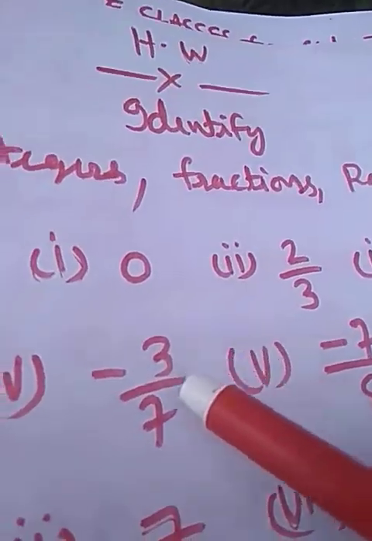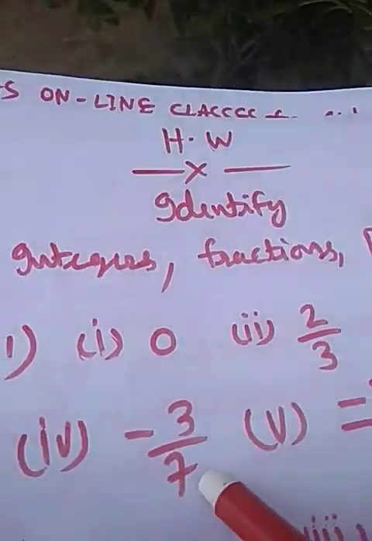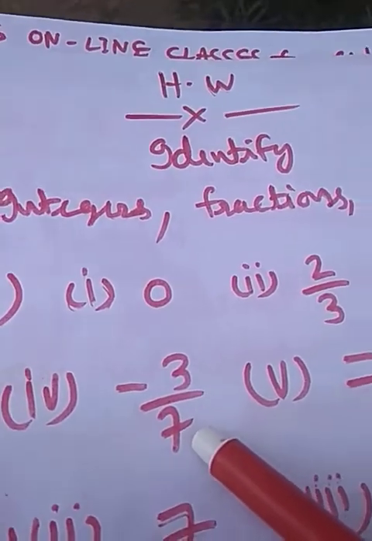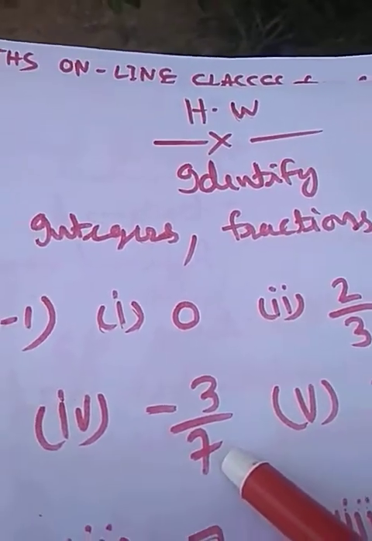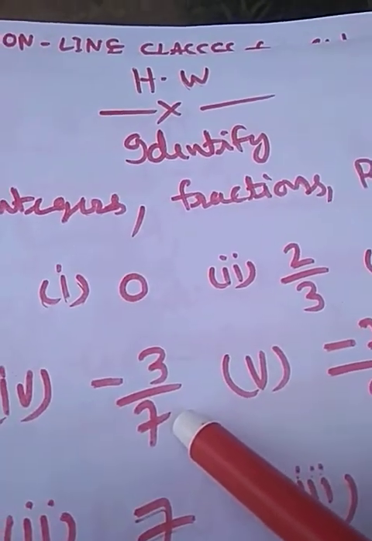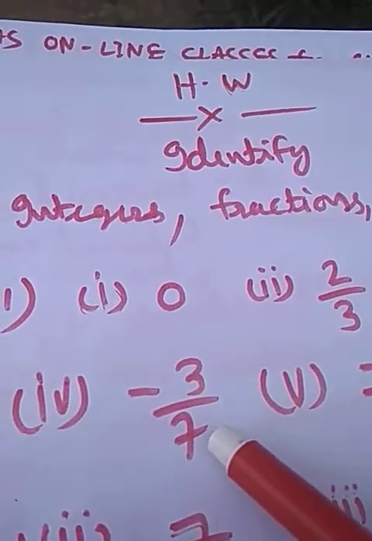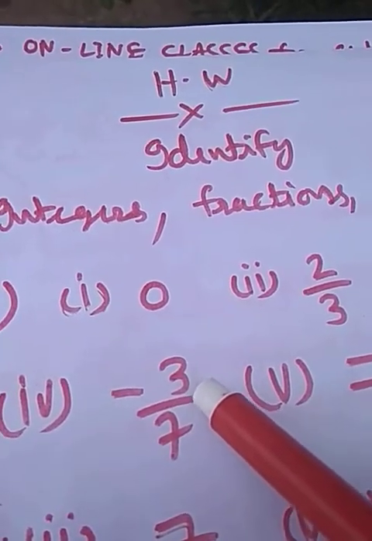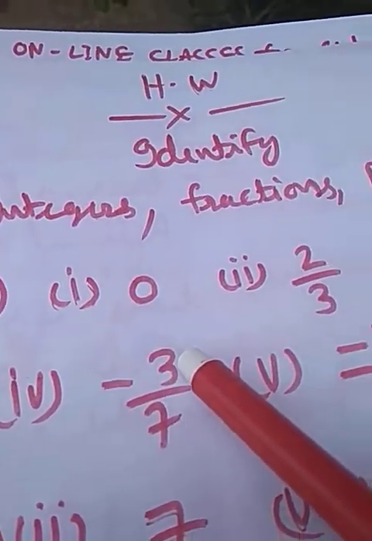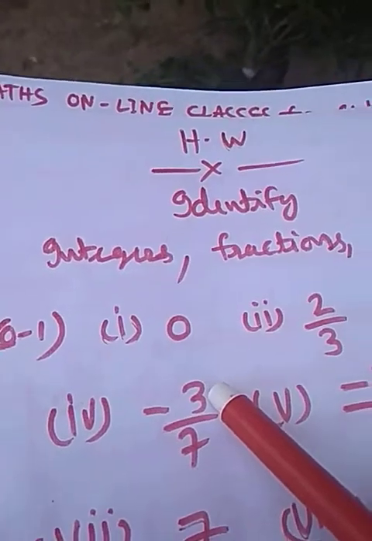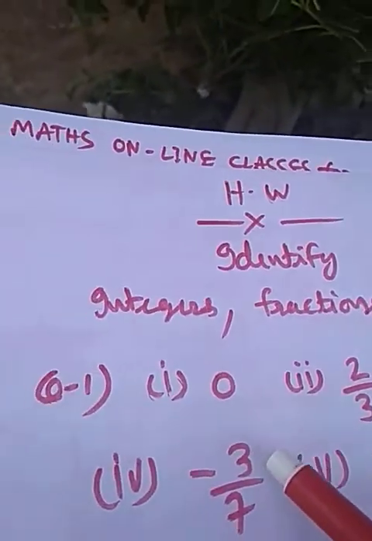Now we shall take another example. Minus 3 by 7. Minus 3 by 7 is not an integer because here at the place of denominator is 7, that is not 1, so it is not an integer, but it is a rational number. Rational number because minus 3 is an integer, 7 is an integer. It is also not a fraction because minus 3 is not a natural number. On the basis of it we can identify these numbers and find the solution.